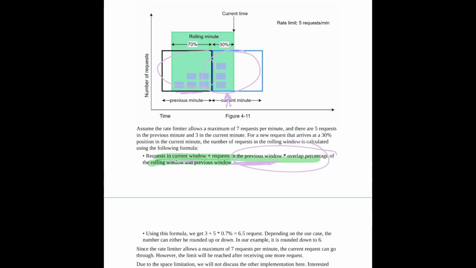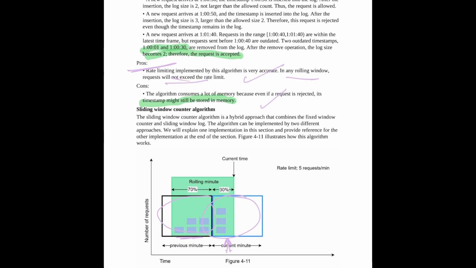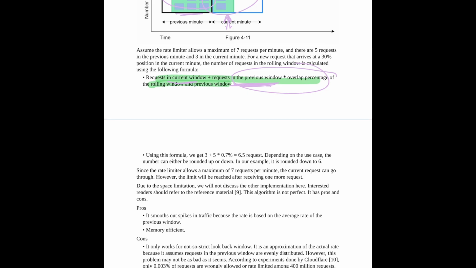I guess we're done. I guess it's very clear, but how it helps here is that we don't need to store the timestamp, because it's the computation that we do on the go. So it's very memory efficient. It's just that the implementation is a little complex here.